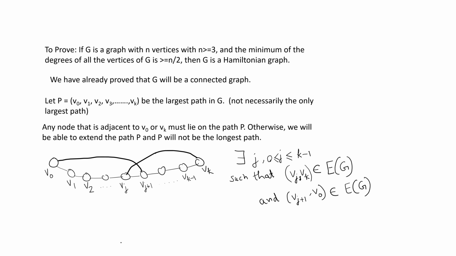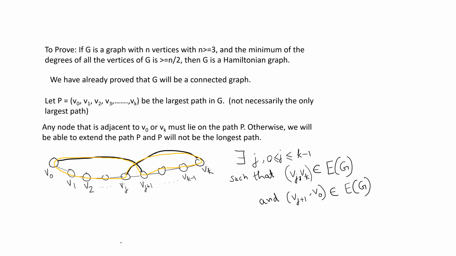If these two are adjacent, what will happen? If that is true, then we can see that there is a cycle, this cycle, which will cover all of them. Because our assumption is that there is no cycle, obviously there cannot be such a Vj.